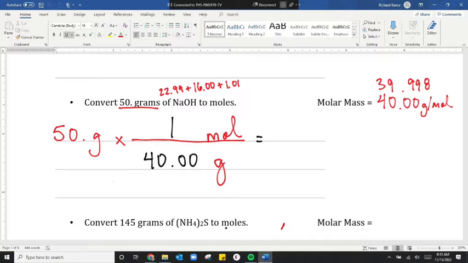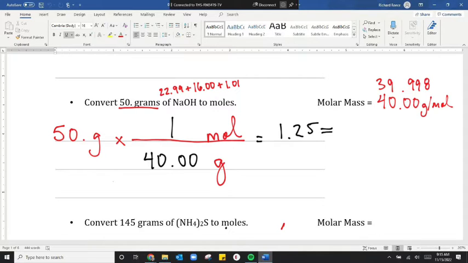Now, if I've got 50 grams, and the molar mass says it's 40 grams for 1 mole, should I get an answer that's more than a mole or less than a mole? More. I've got more than a mole, because a mole would just be 40 grams. I've got 50. My calculator says 1.25.